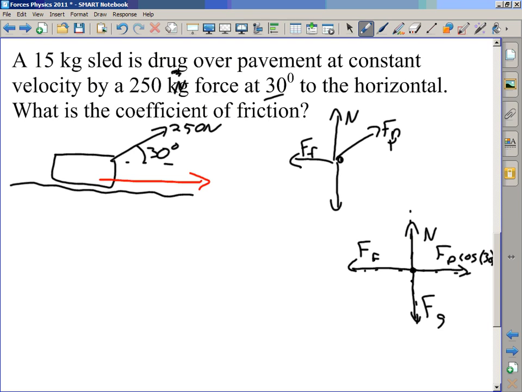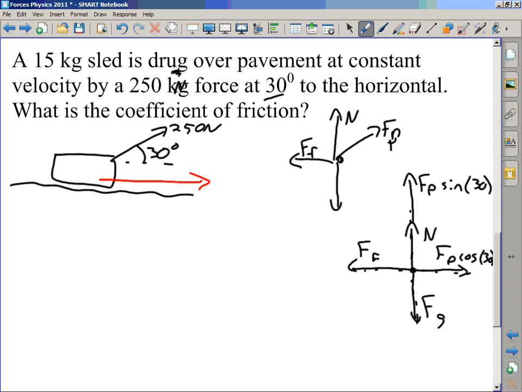There's the 30 degrees. Where does the sine go? Up on the Y, right? Because that's where you're pulling. Doesn't matter. I like to leave things as letters for as long as I feel comfortable doing it. You can put 250 in there. It doesn't matter. I'm going to put 250 in there here in a little bit.